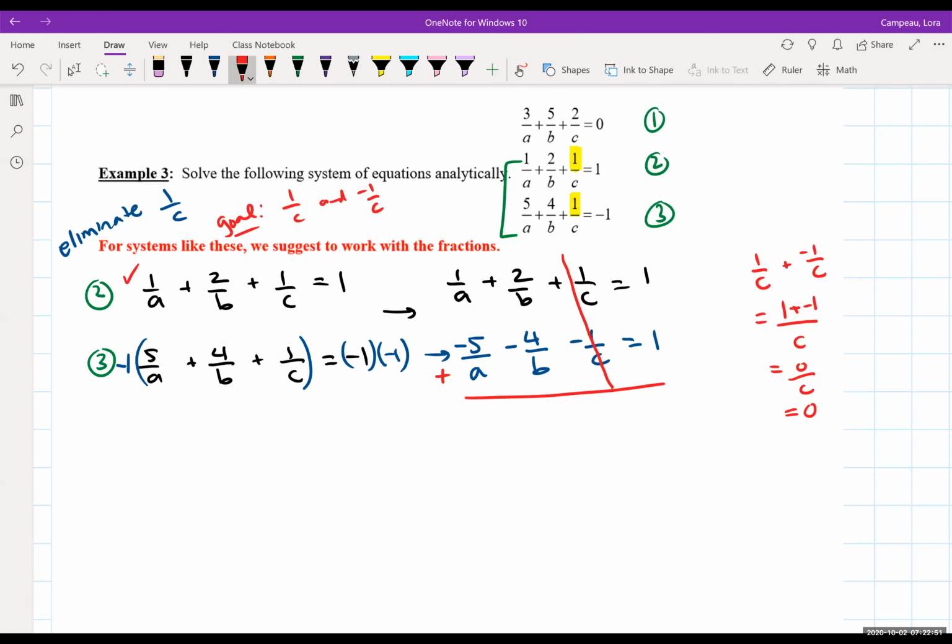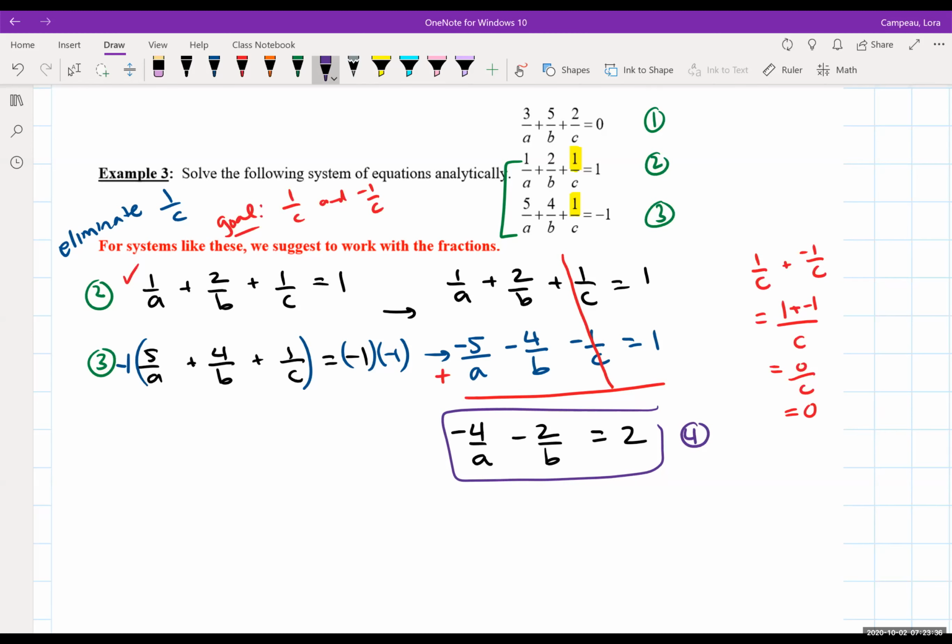Now we can deal with fractions in the same manner. If you're going to add vertically, as long as you have the same denominators, all we have to do is add the numerators. So 1 plus -5 for the a's is -4 over a. And 2 plus -4 gives us -2 over b. 1 plus 1 is 2. So although we didn't make anything much less complicated, at least we got rid of the c. I'm going to circle that, and we call this equation number 4.